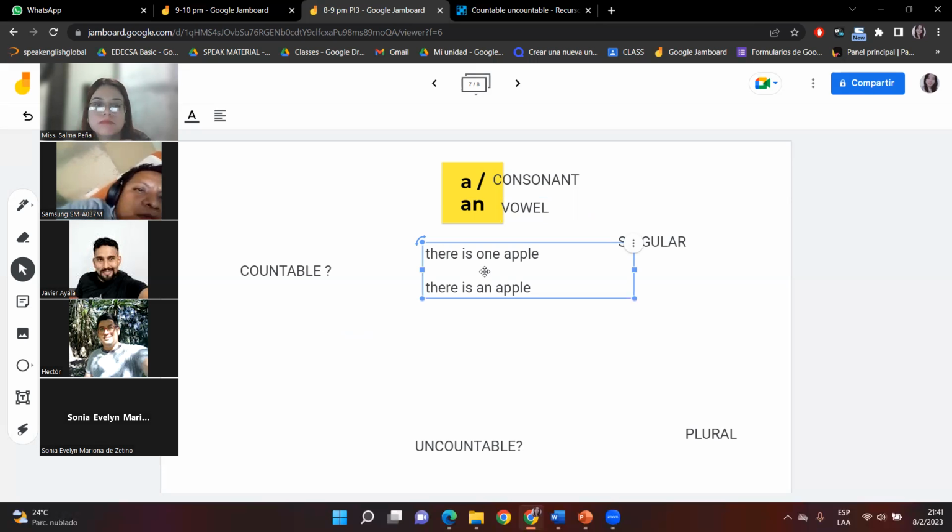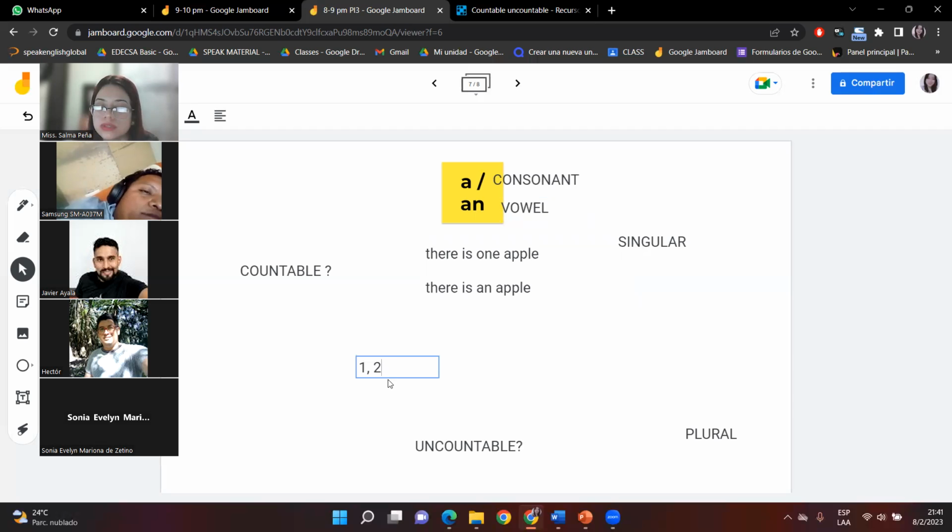It's the same? There is one apple and there is an apple? Yes, it's the same. There is no problem. We can use both expressions: there is one apple or there is an apple. If you remember about countable and uncountable, we have to relate them with the numbers.